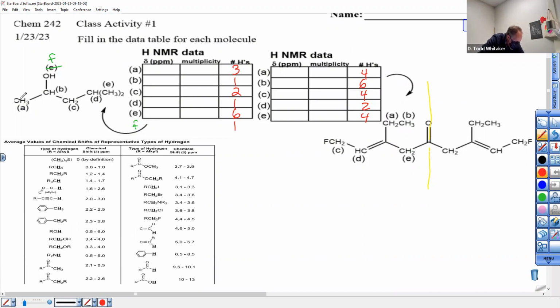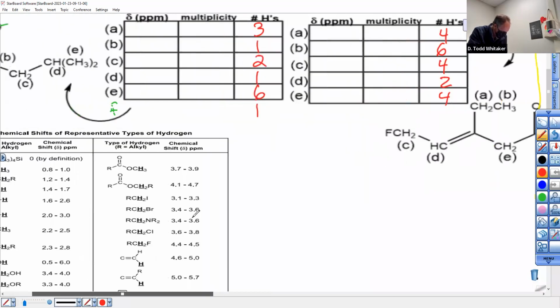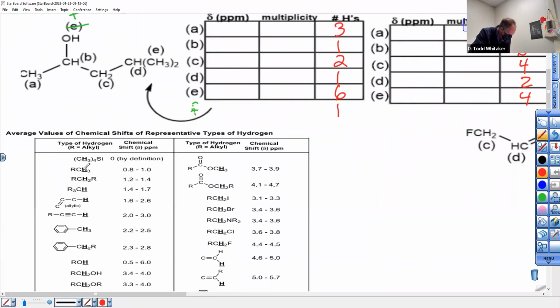So methyl attached to a carbon looks like the second type here. There's a methyl, CH3. Just zooming in a little bit on the table. Methyl on a carbon is this one, A. So it will range from 0.8 to 1.0. Keep that in mind. 0.8 to 1.0. It's usually in there.